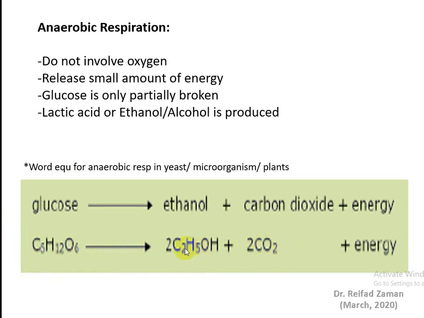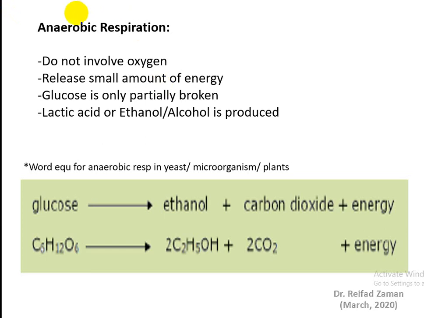You can easily see the difference between aerobic respiration and anaerobic respiration. In the first case, the aerobic respiration, the glucose was broken down into 12 smaller molecules. However, in this case, the glucose is being broken down into 4 smaller molecules. So, since the glucose is only partially broken down, only a small amount of energy is actually released. And as a byproduct, anaerobic respiration produces either lactic acid or ethanol or alcohol.